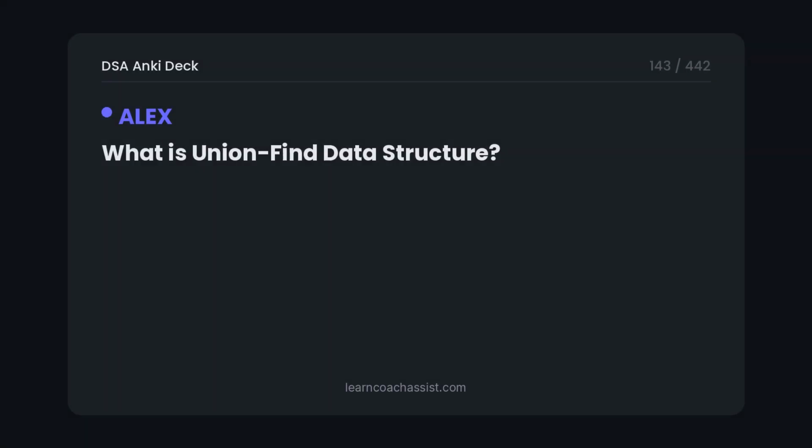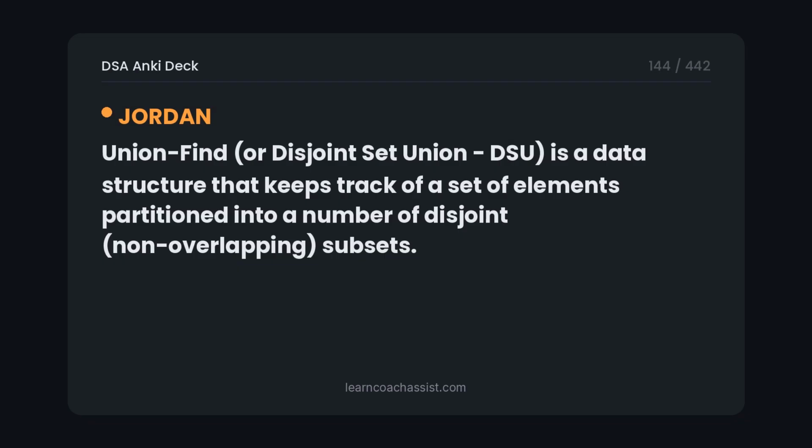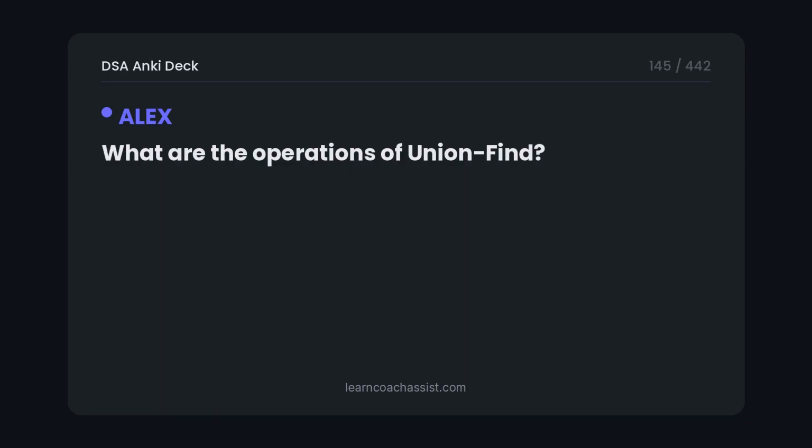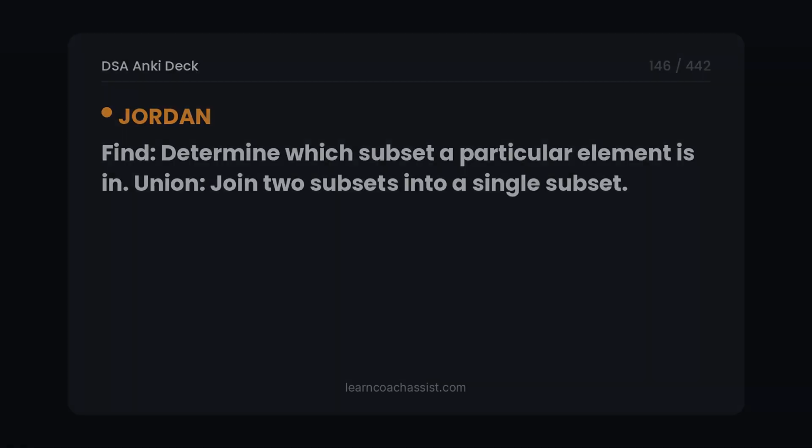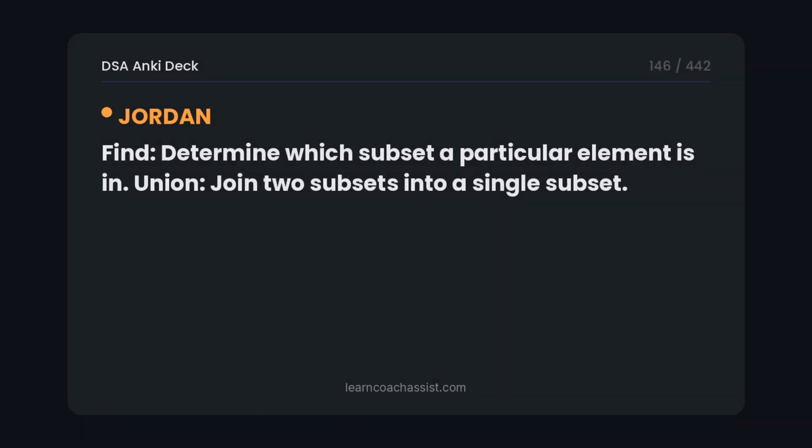What is union find data structure? Union find, or disjoint set union DSU, is a data structure that keeps track of a set of elements partitioned into a number of disjoint, non-overlapping subsets. What are the operations of union find? Find, determine which subset a particular element is in. Union, join two subsets into a single subset.